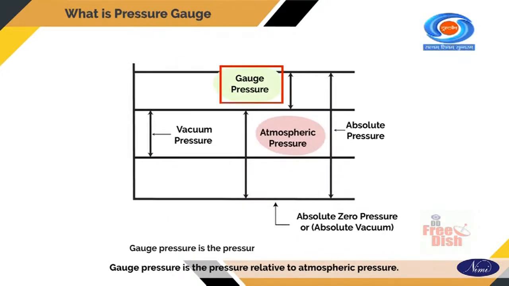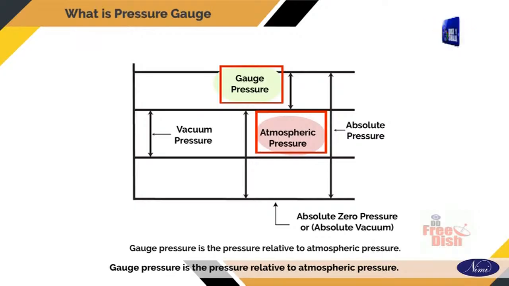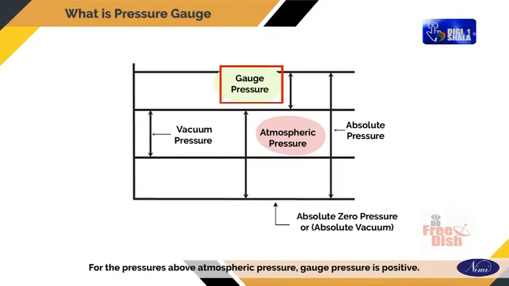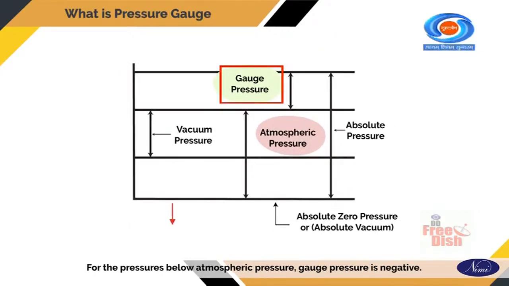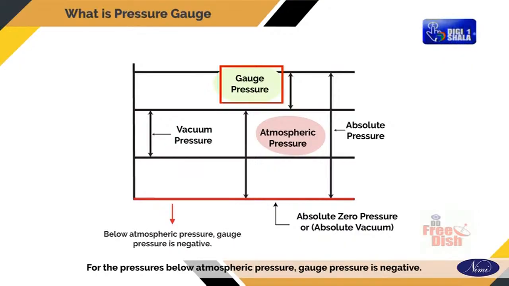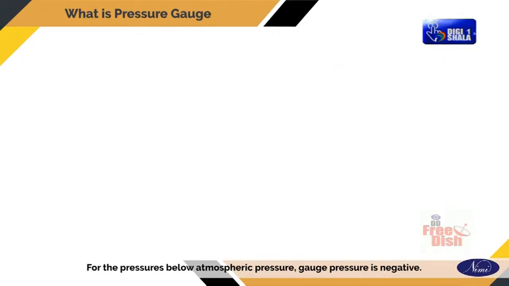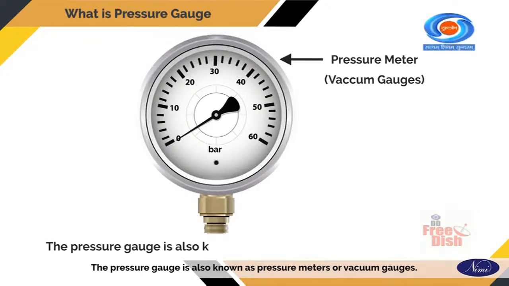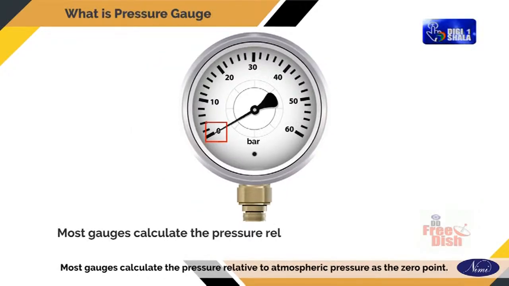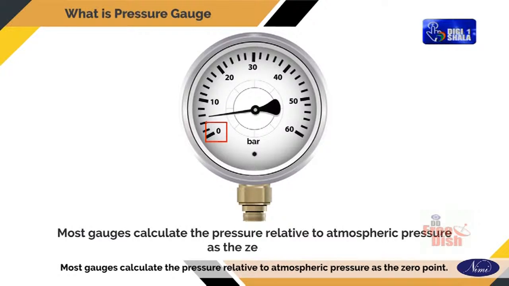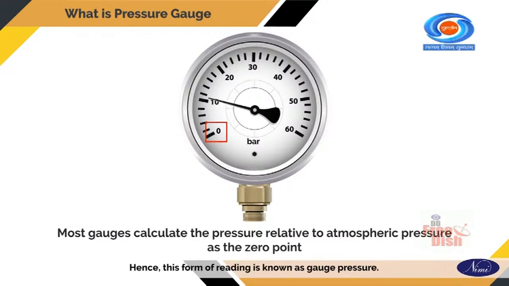Gauge pressure is the pressure relative to atmospheric pressure. For the pressures above atmospheric pressure, gauge pressure is positive. For the pressures below atmospheric pressure, gauge pressure is negative. The pressure gauge is also known as pressure meters or vacuum gauges. Most gauges calculate the pressure relative to atmospheric pressure as the 0 point. Hence, this form of reading is known as gauge pressure.